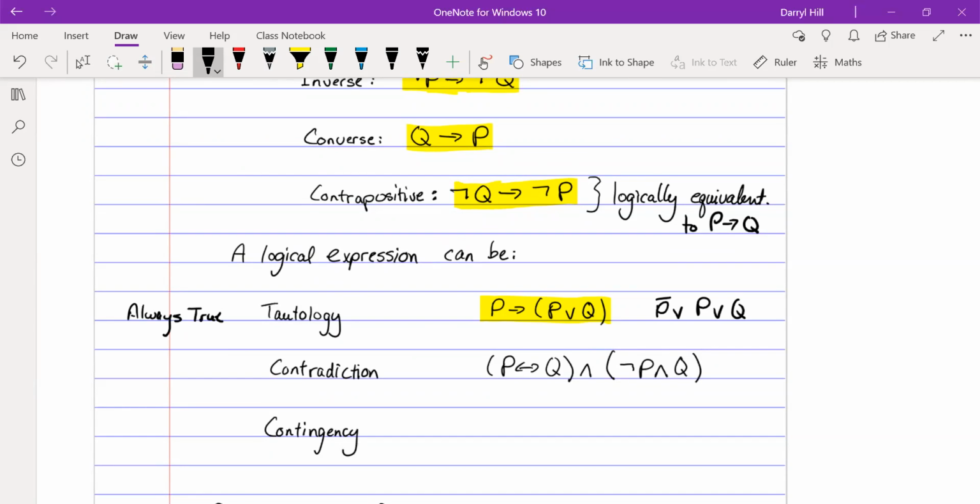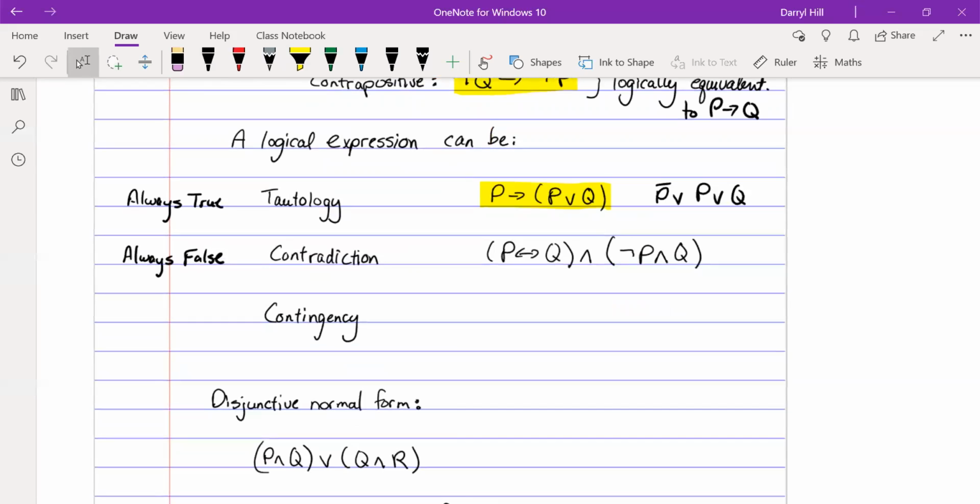Contradiction means always false. And this is an example of it: P if and only if Q and not P and Q. I'm not going to break that down here. And then a contingency depends on the values of your proposition. So it can be true or it can be false, depending on what values we give to P and Q.